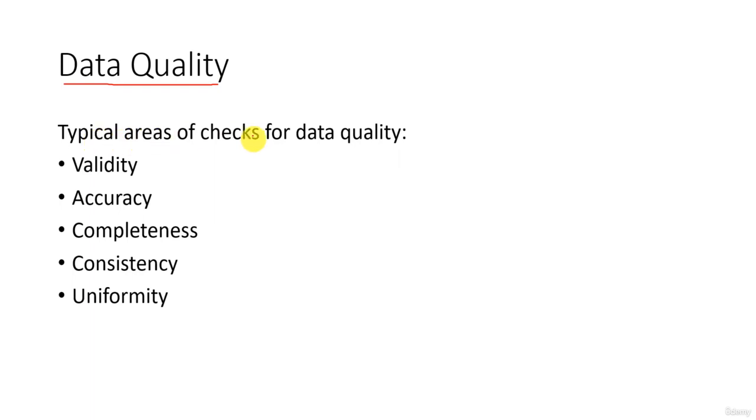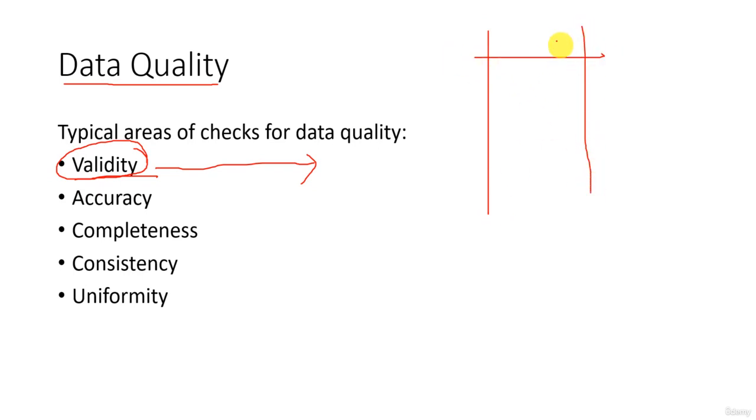A typical area of check for data quality is validity. This will check: is our data valid or not? Is our data maintaining some level of constraints or not? Let's say for some data I have a column named age, and I have set the constraint that the person being inserted here should have an age between 10 and 70. This is the range that I have defined for this age column.